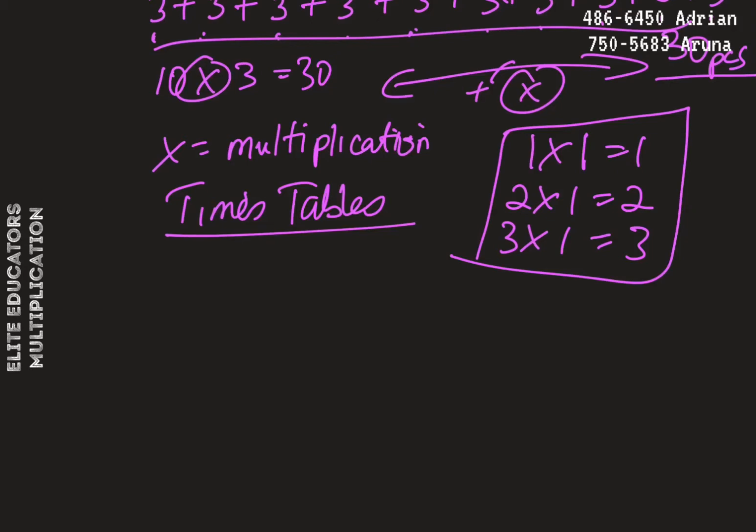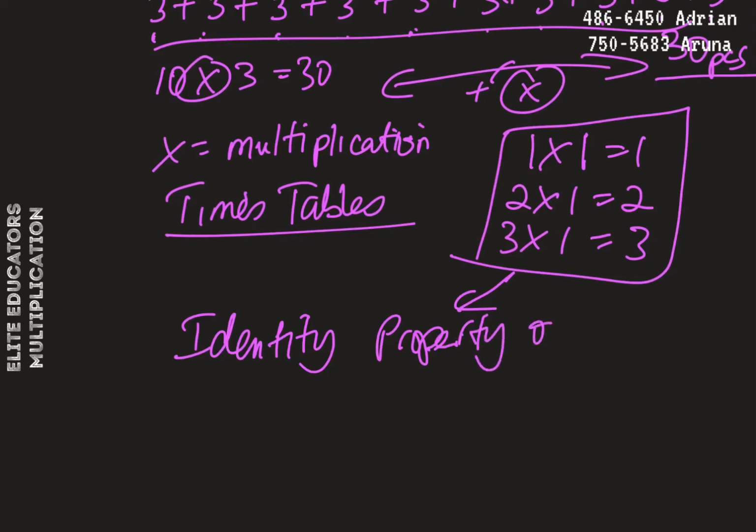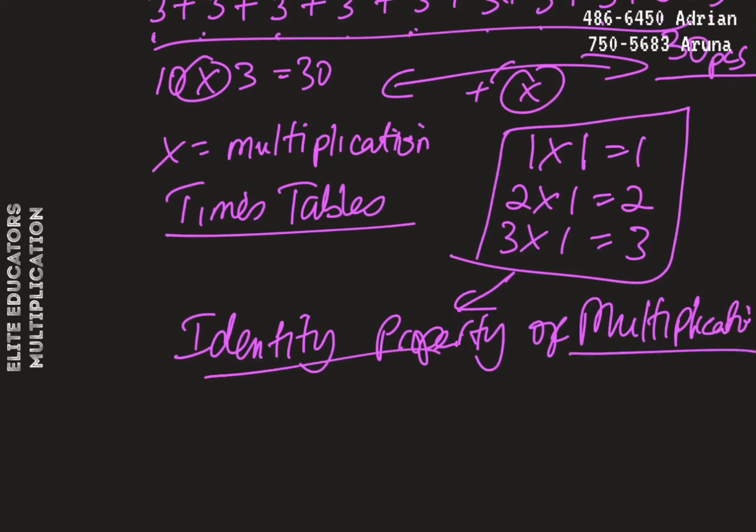So this one times table actually leads us to something called the identity property of multiplication. The identity property of multiplication. And what that tells us is if you multiply any number by 1, it gives you the number that you multiplied. And this is cool.